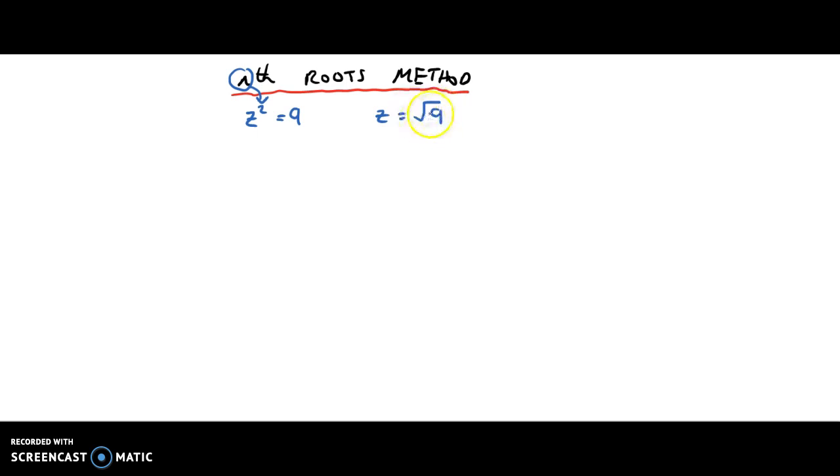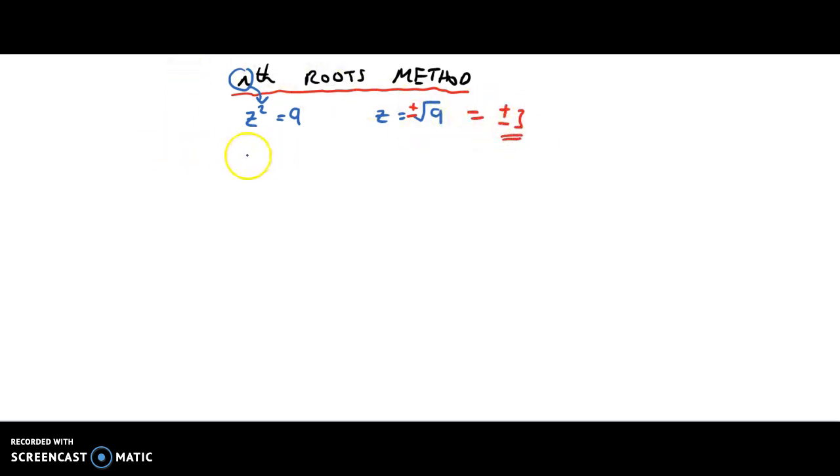The most common misconception, because we did Pythagoras' theorem in middle school, is that we forget to add the plus or minus. So we know that there's going to be two answers for z. It's going to be plus or minus 3. So that was no big deal.